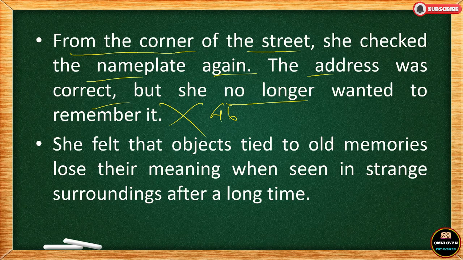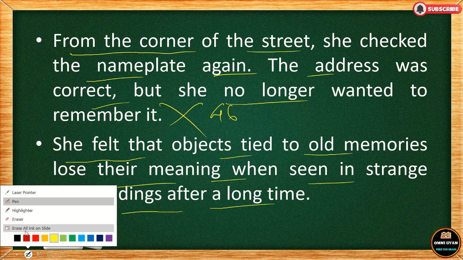She wants to forget this address permanently because she felt that objects tied to old memories lose their meaning when seen in strange surroundings after a long time. I'll explain you a little bit about this, okay?